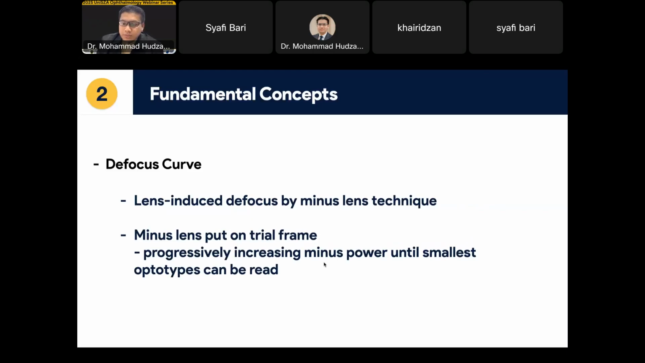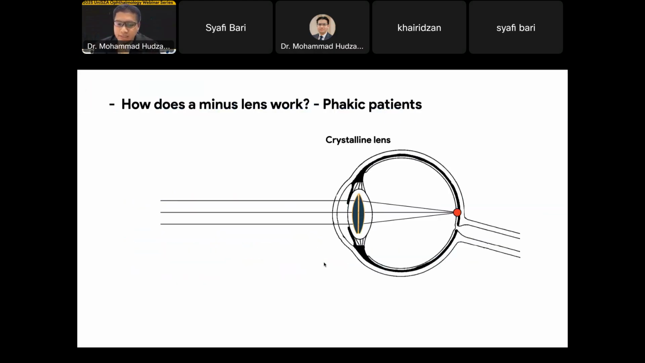So we use a minus lens technique. Just now it was a push-up technique for amplitude of accommodation. Now for the defocus curve, we use a minus lens technique. How do we do it? We put a minus lens on the patient's trial frame and progressively increase its minus power. For example, we start with minus 0.5, we increase to minus 1, and then we check the patient's vision. We put on minus 1.5, and then we check vision. And then we plot the visual acuity against this progressive minus lens.